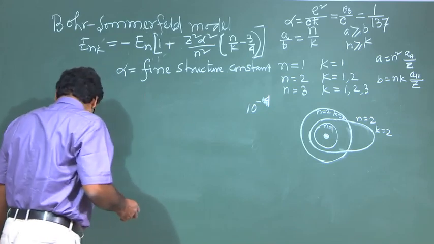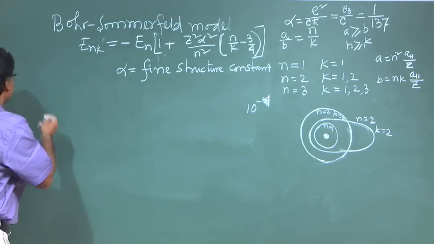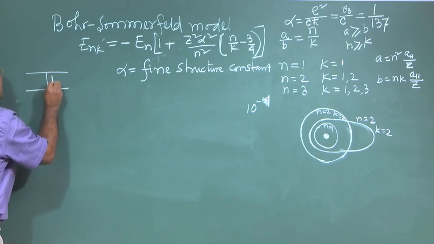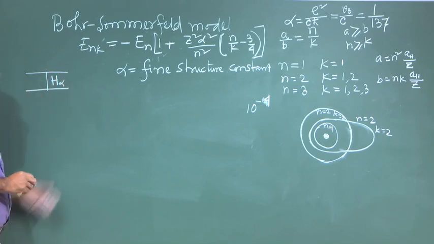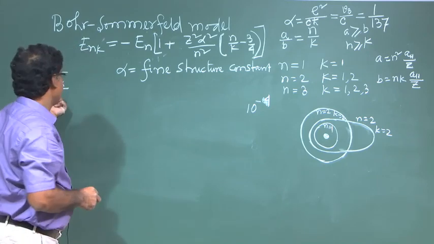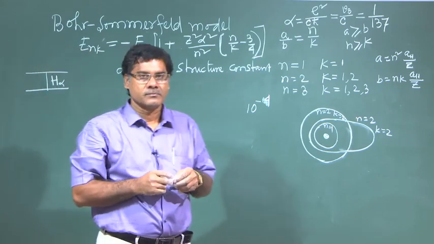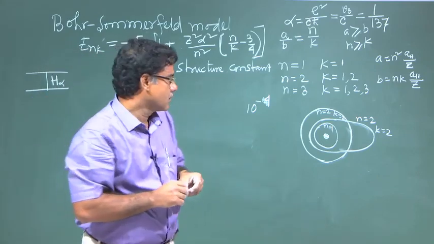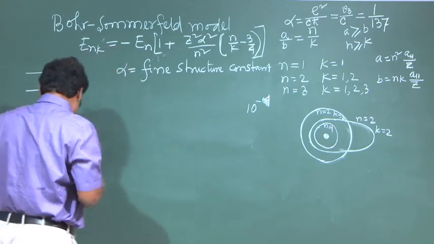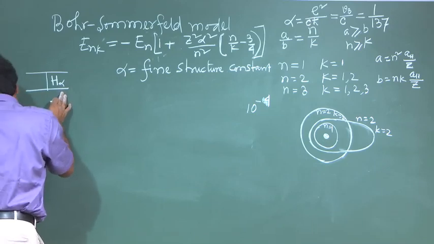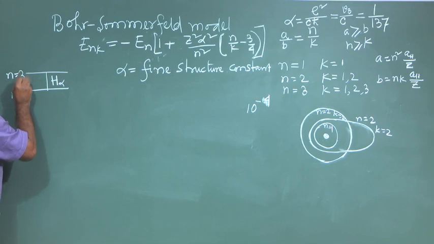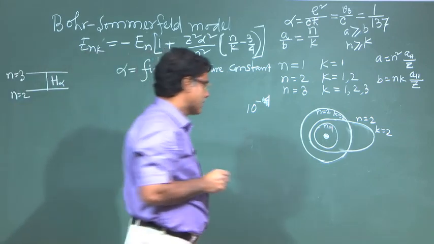So, the change in energy between these levels, if I draw it now for hydrogen, let us take one spectral line, H alpha. Its wavelength was around 6,000, I think. Now these lines came from the transition between n equal to 2 and n equal to 3.